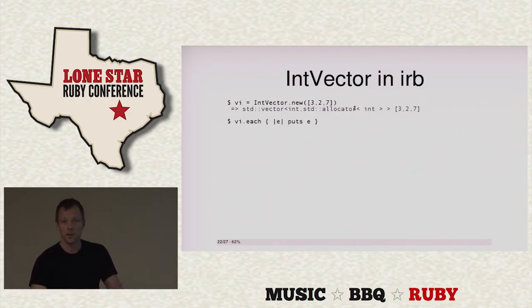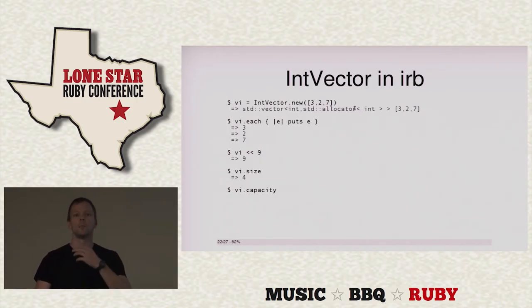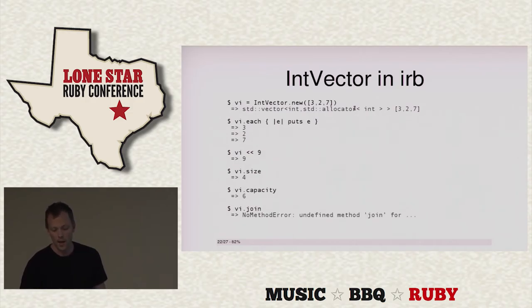And then you can use it in many ways, just like a Ruby array. You can loop over it and print out the elements. You can push a new element on. If you try and push something that's not an int, it will raise an exception, like a SWIG type error or something, so it enforces that, because it really is not a Ruby array. You can ask it how big it is. You can ask it how much memory it's allocated. This is directly from the C++ STL, and it will be different typically. And then you can call .join, but no love, because it's not really a Ruby array, so you kind of have to stick with the basic functionality.